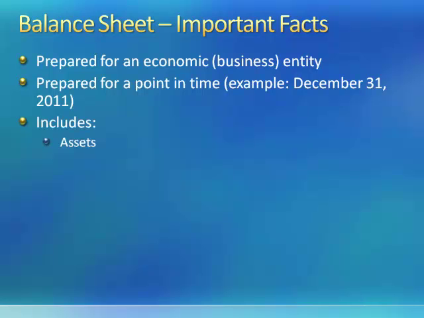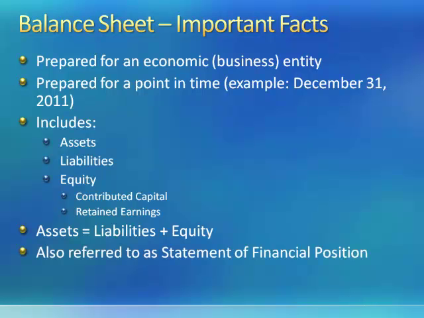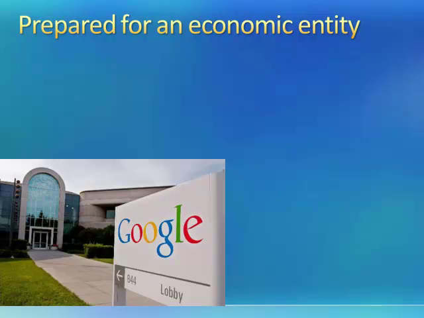It includes assets, liabilities, and equity. Equity consists of both contributed capital and retained earnings. Assets are always equal to liabilities plus equity, and the balance sheet is frequently referred to as the statement of financial position. Let's take a closer look at each of these facts in turn.